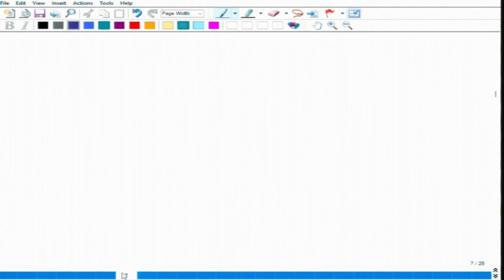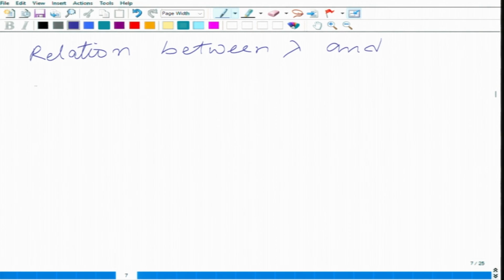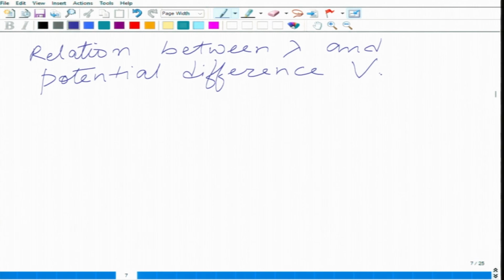Now, the relation between wavelength and potential difference V. What will be the relation between de Broglie wavelength and potential difference V?